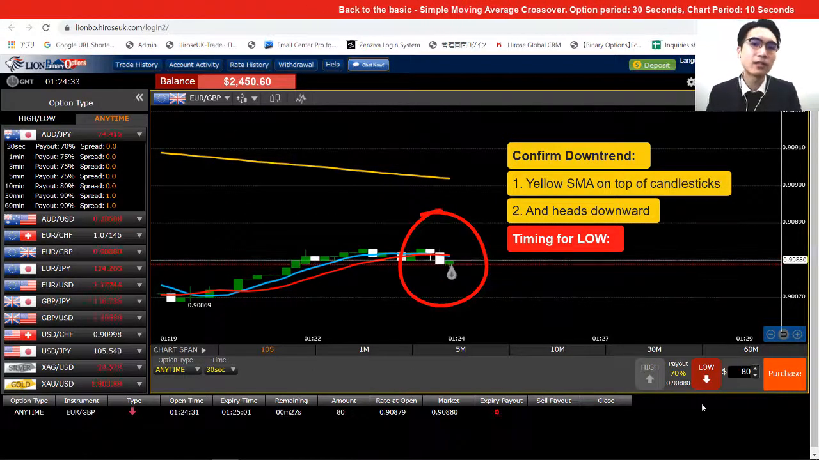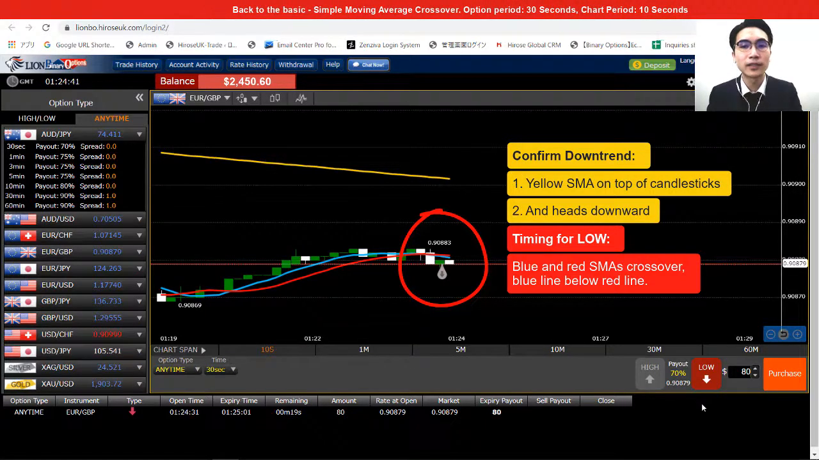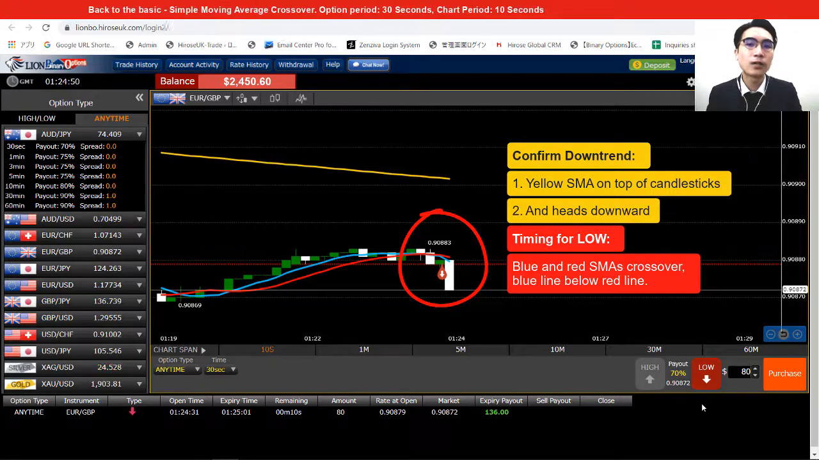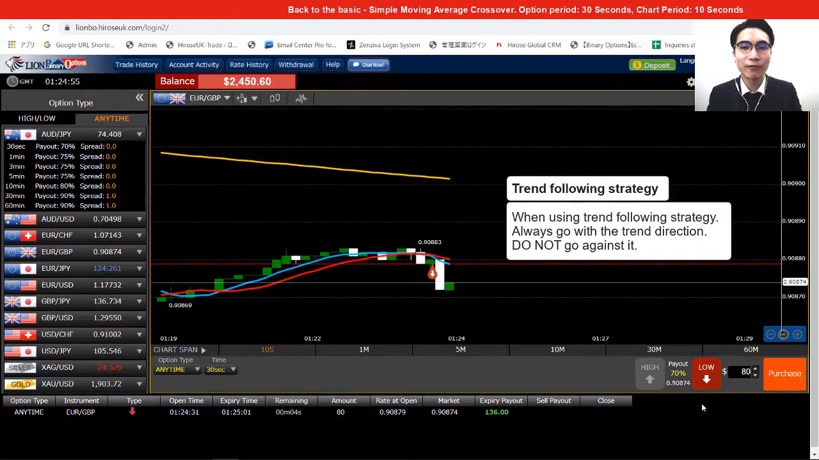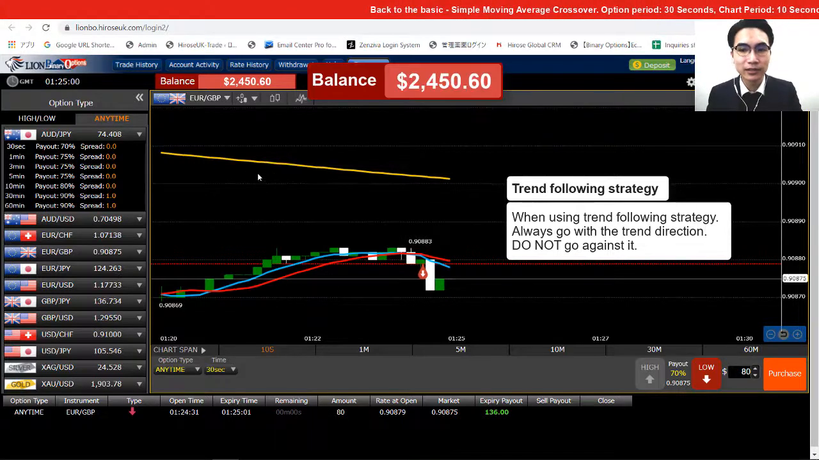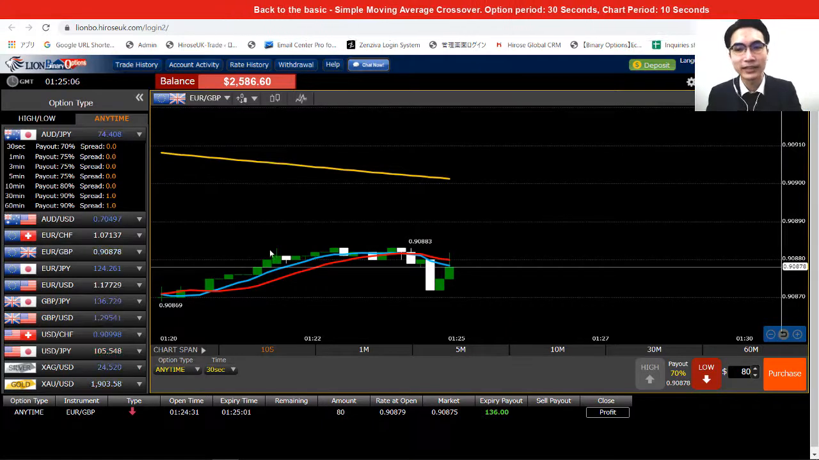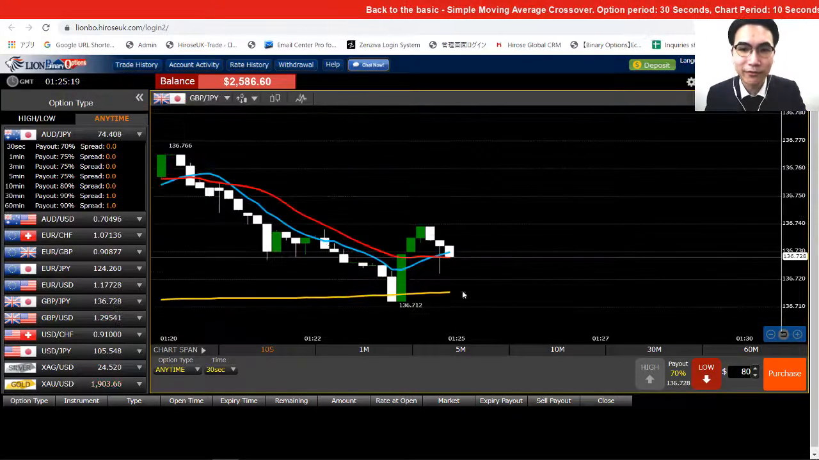Now I will place a trade. When I place the trade, you see that the blue and red simple moving averages cross over, and the blue line goes below the red line. That is a bearish indication, and I will open a low option within a downtrend. I will only be looking for purchase timing to open low options within a downtrend. Now the option finishes and ends in profit. I'm going to browse a little and place a few more trades.